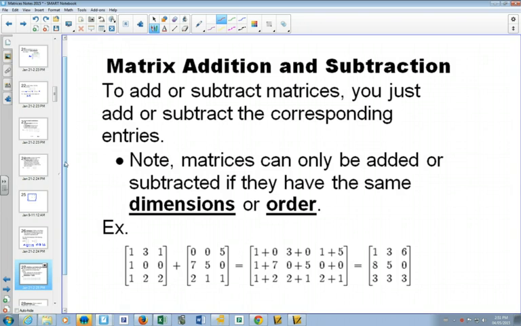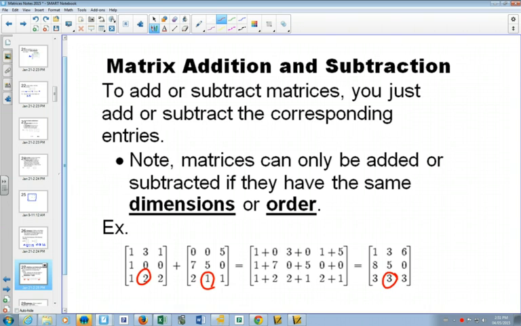So for example, if I wanted to figure out how did I get this 3, well, all I did was take this 2 in that same position and add it to that 1, and then I get 3. Sort of like putting them on top of each other and then adding up the corresponding spots. Same thing with subtracting. Okay?